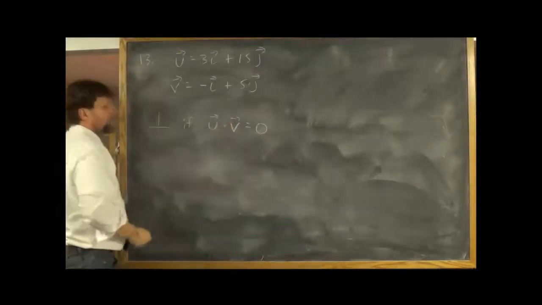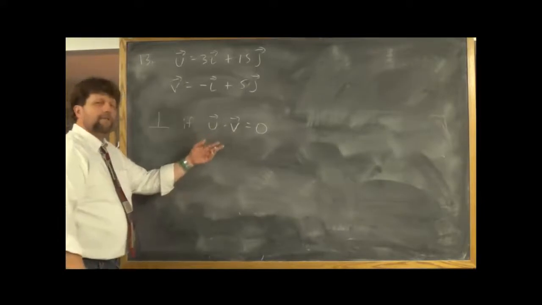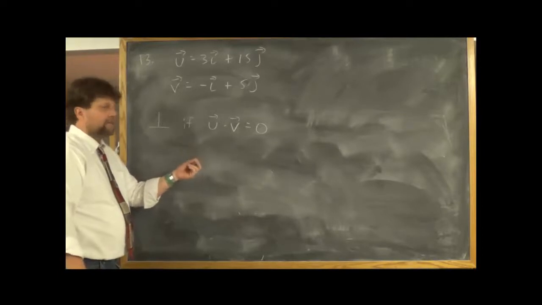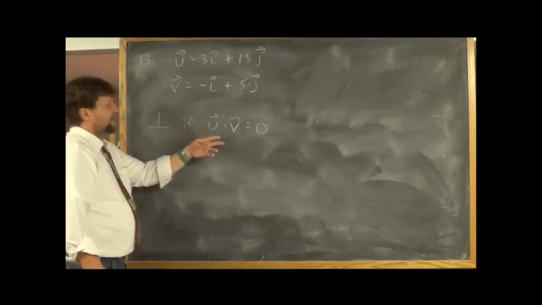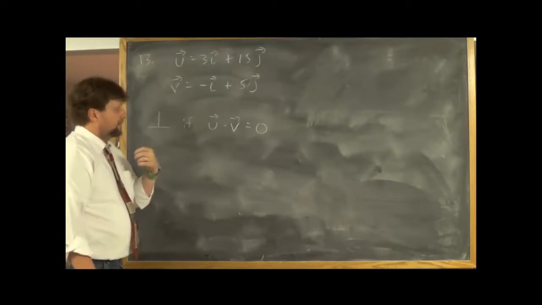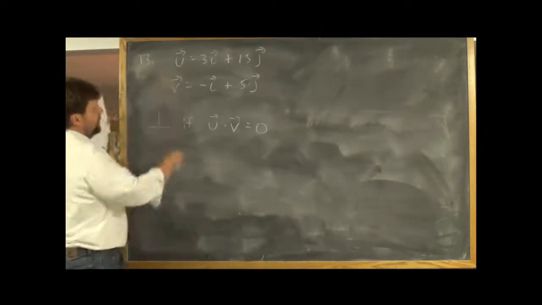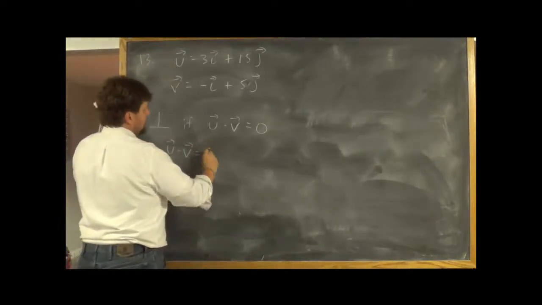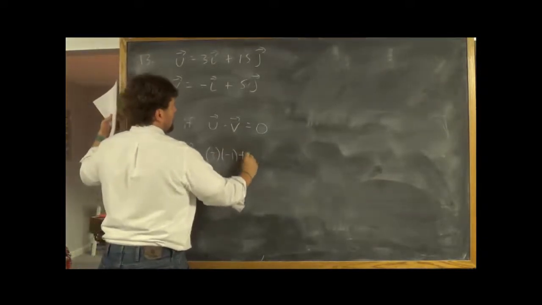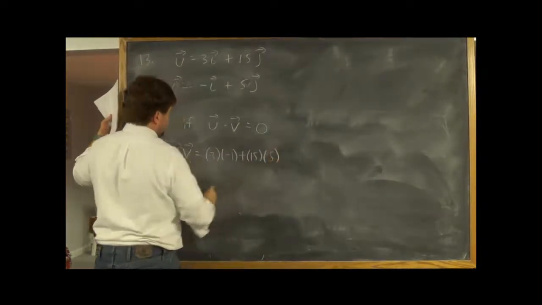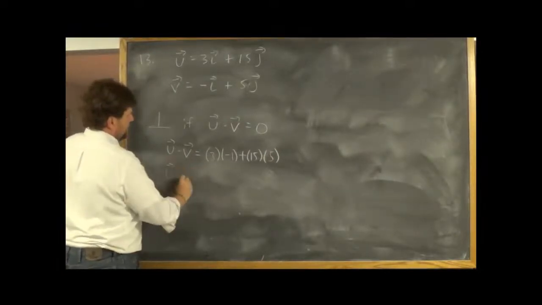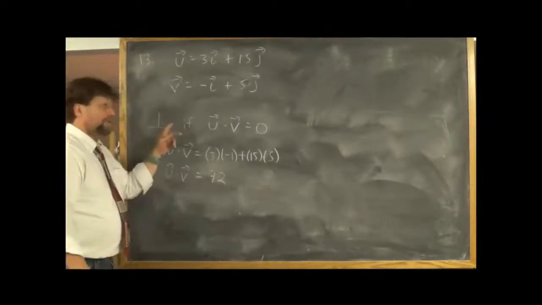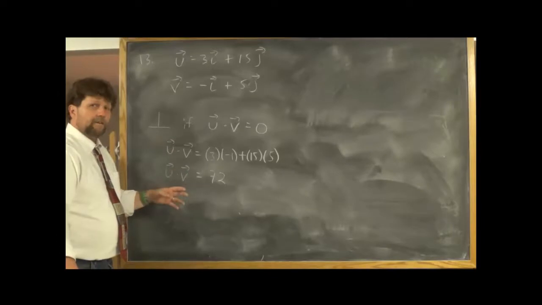is 0. And that literally comes from the little formula for the angle between two vectors from the last problem. So if the dot product of two vectors is 0, you know the two vectors are orthogonal. If we do the dot product here for u and v, u dot v is 3 times negative 1 plus 15 times 5, and we get the dot product to be 72. That's not 0. So these two vectors are definitely not orthogonal.